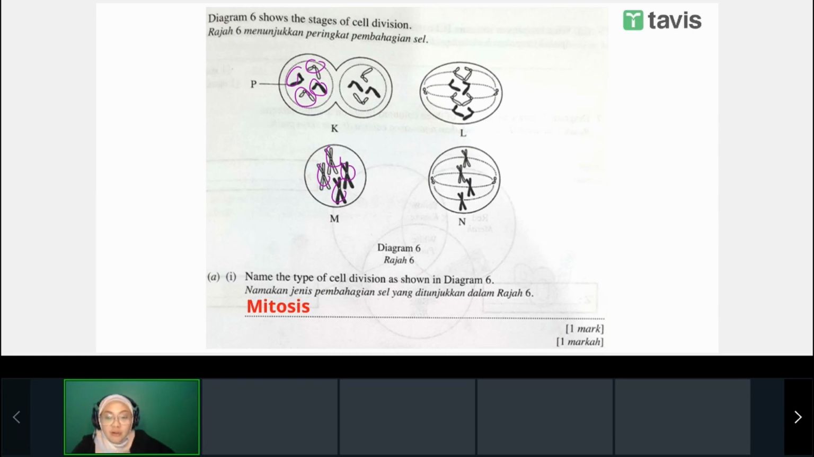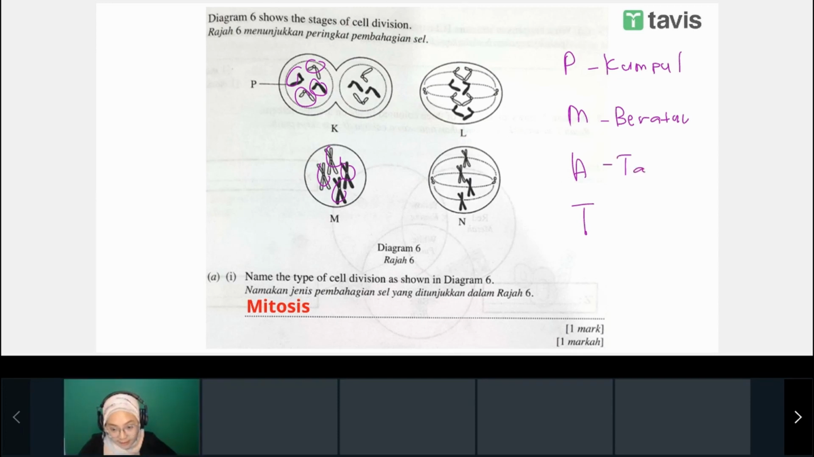What are the stages of mitosis? Pak Mat. Kumpul, beratu, tarik, pisah. Please remember that. So please find which one is the kumpul stage. Okay, this one, M stage, is the kumpul. Beratu is the N stage. Tarik is the L stage. And K is the final stage.